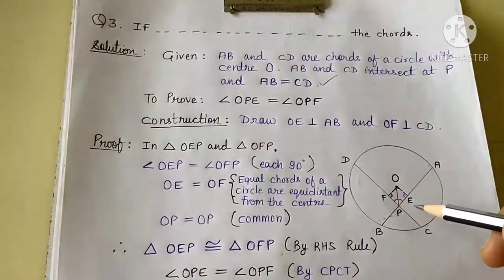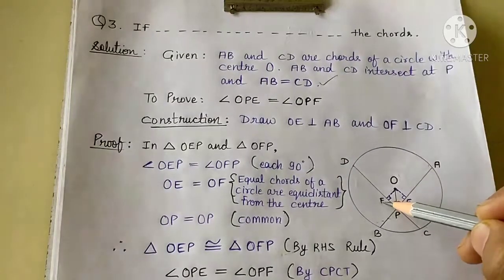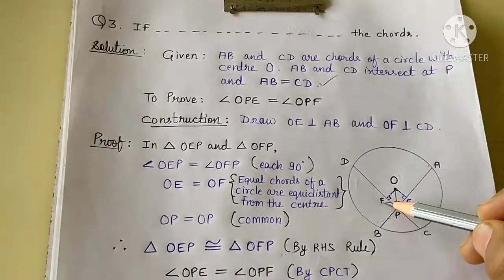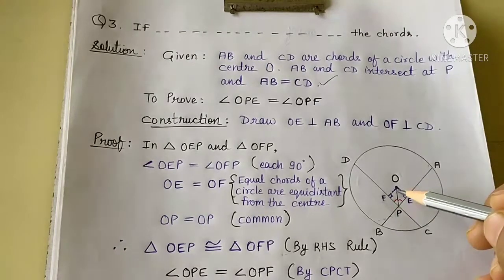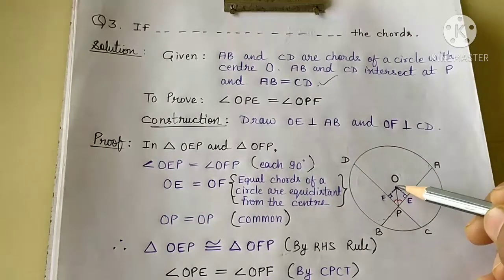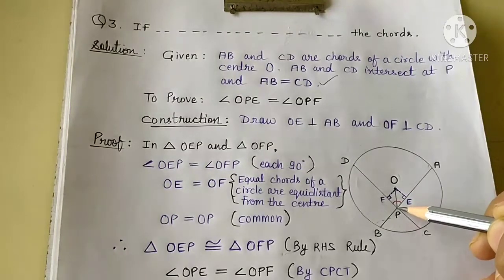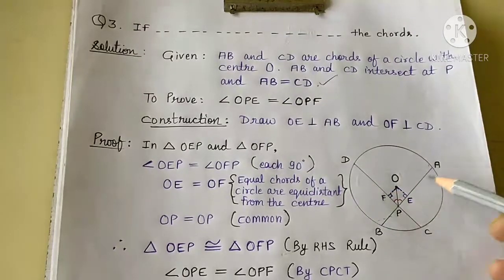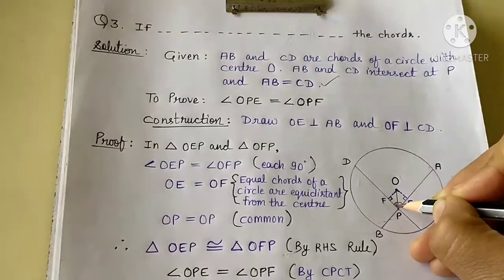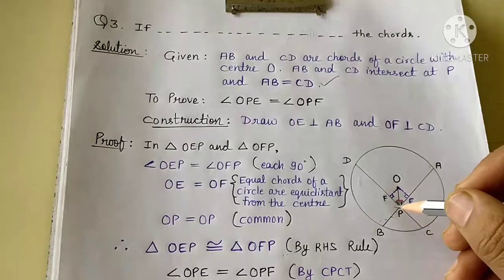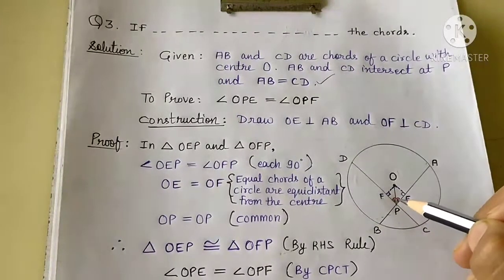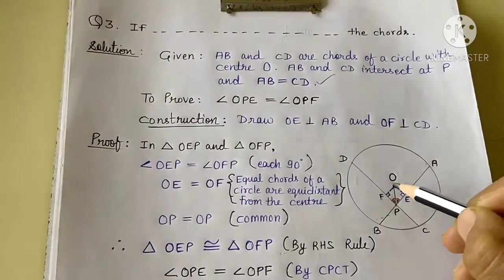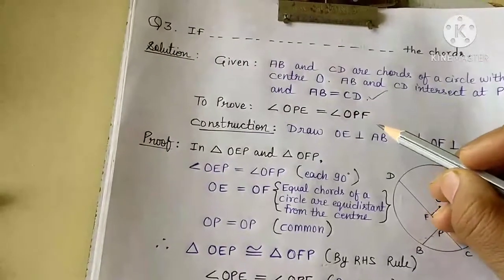Now what do we need to prove? We need to prove that the line joining the point of intersection, it means this line OP is joining the point of intersection to the center, which makes equal angles with the chords. Where are the chords? These are the chords, CD and AB. So these two angles, angle OPE and OPF, we need to prove that they are equal to each other.